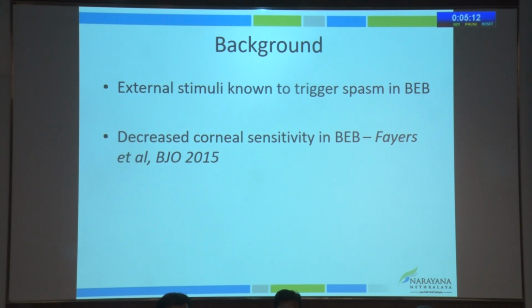However, studies also show that there are certain external stimuli which are known to trigger spasm in BEB, such as flickering lights, going outdoors, and so on. And there has been one study which rather counterintuitively shows decreased corneal sensitivity in BEB.